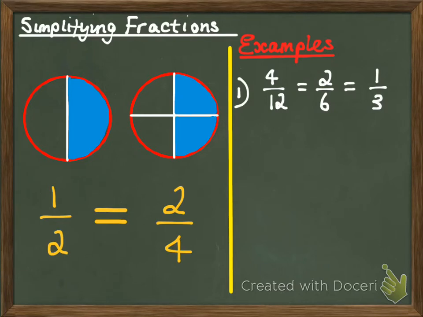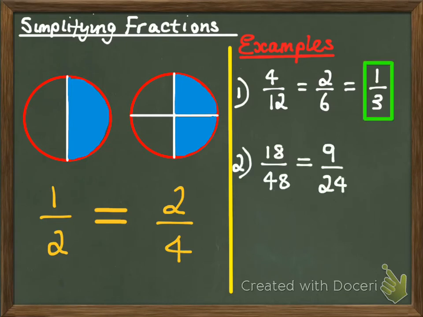I can't get it any smaller than that, okay, because there's no number which goes into 1 and 3, apart from 1, in which case it would just leave you with a third anyway. Okay, but if you would have chosen a different number to start with, so if you recognize that 4 goes into 4 and into 12, you would have noticed that 4 goes into 4 once and into 12 3 times. So you would have got to the same answer in the end, you just would have got there slightly quicker.